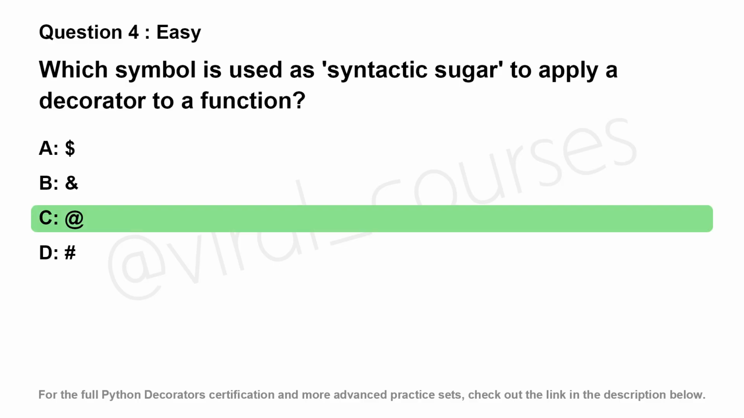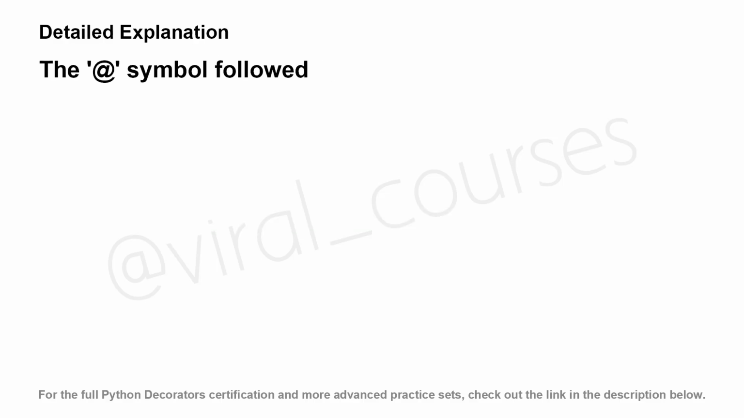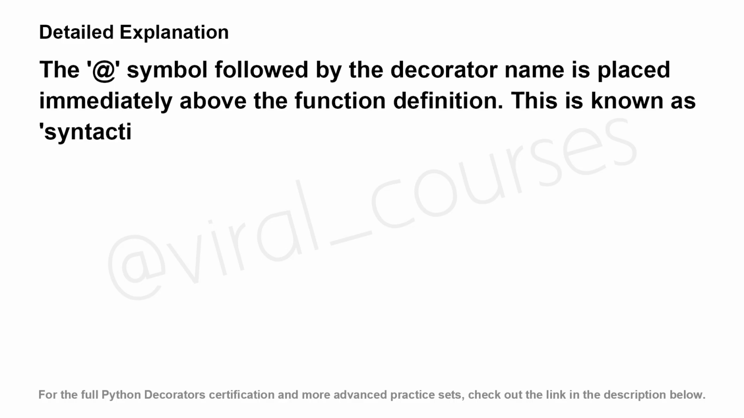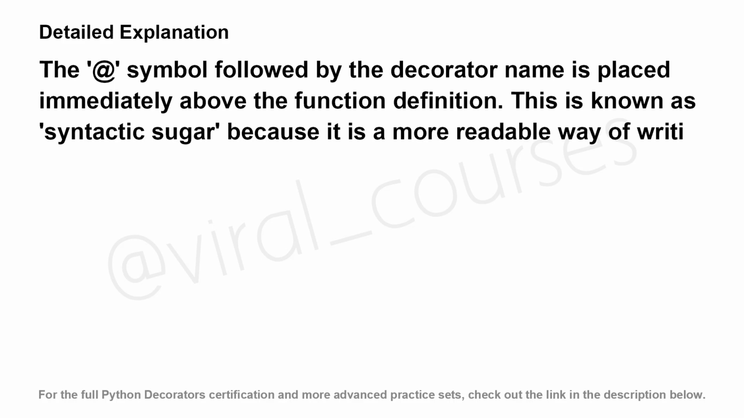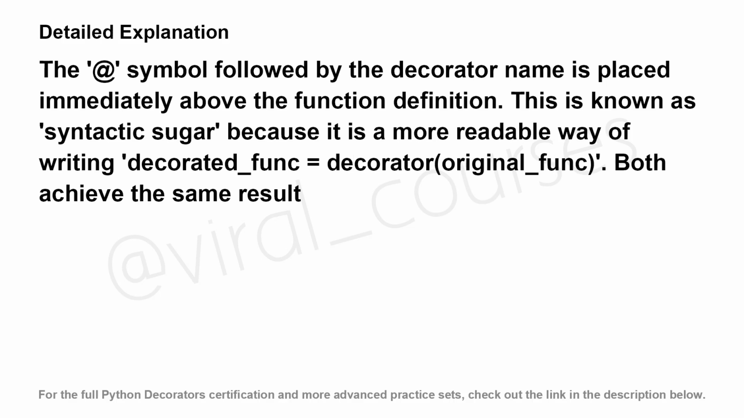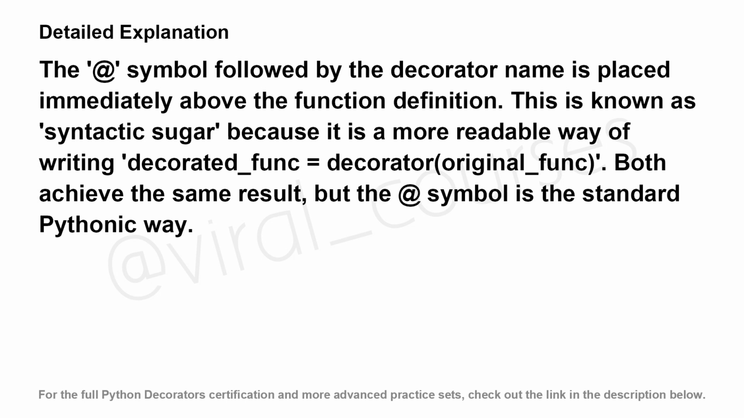The correct answer is C. The @ symbol followed by the decorator name is placed immediately above the function definition. This is known as syntactic sugar because it is a more readable way of writing decorated_func equals decorator(original_func). Both achieve the same result, but the @ symbol is the standard Pythonic way.